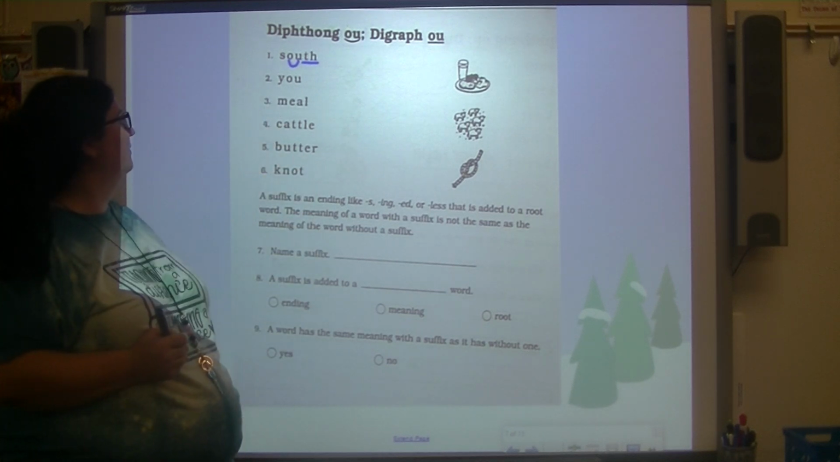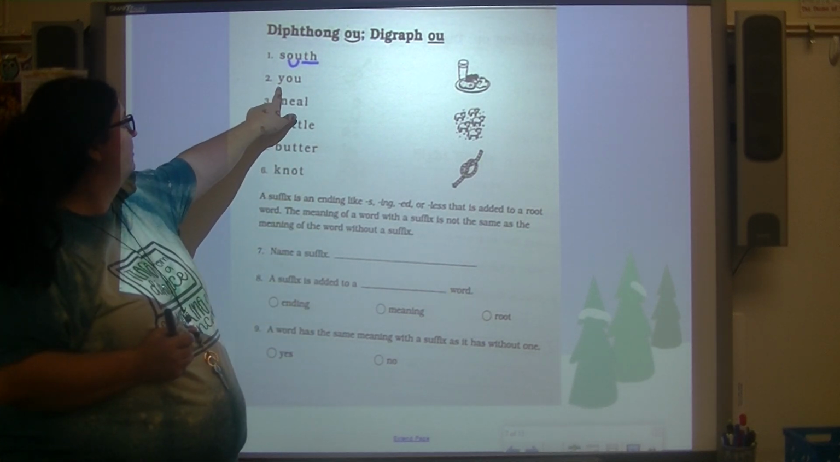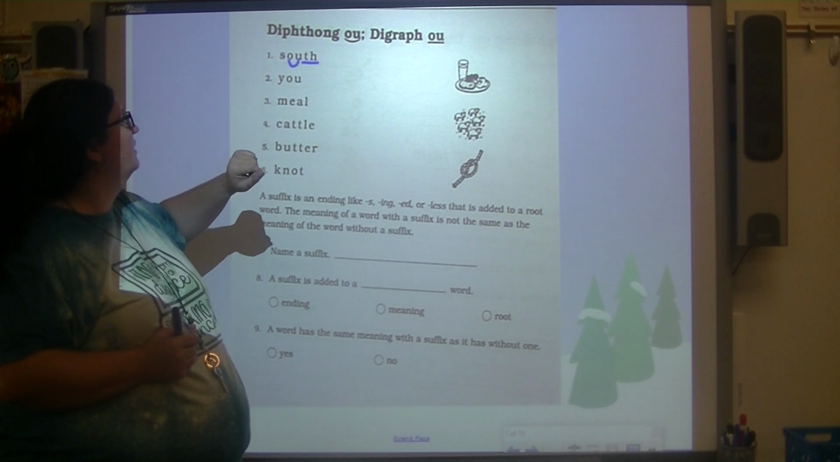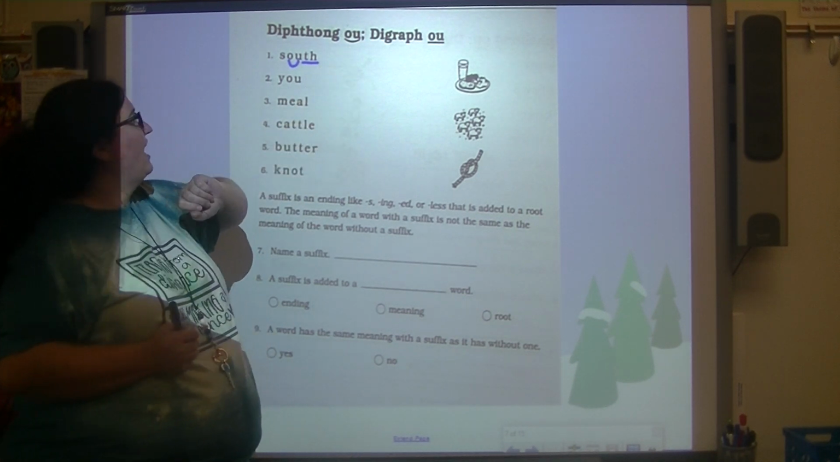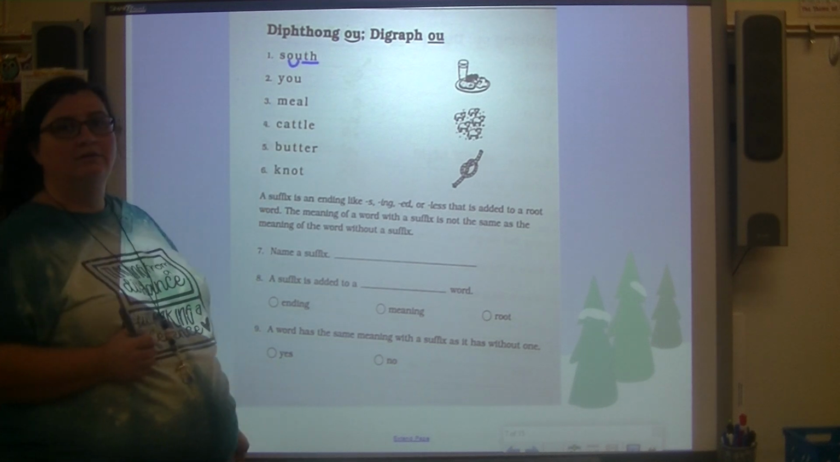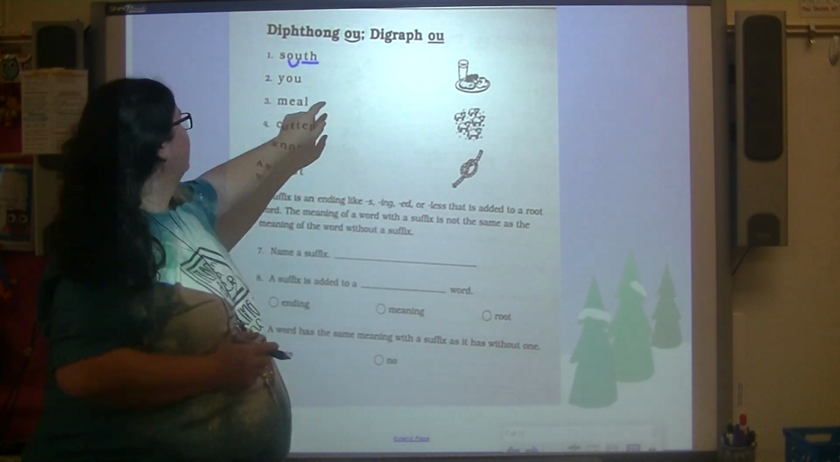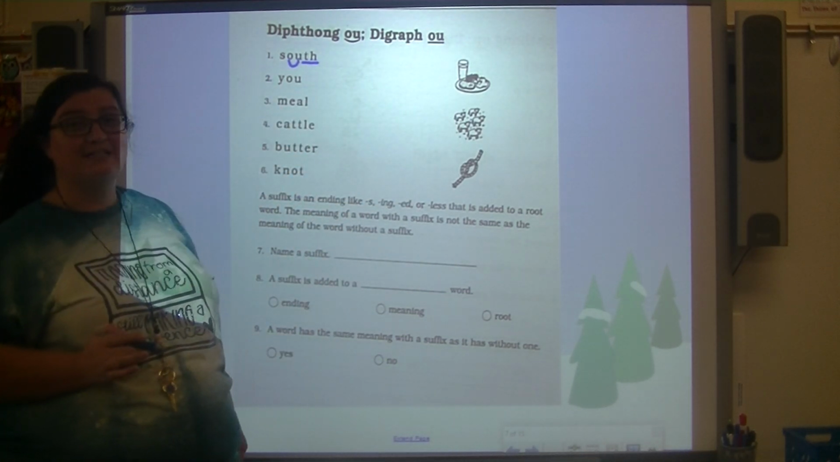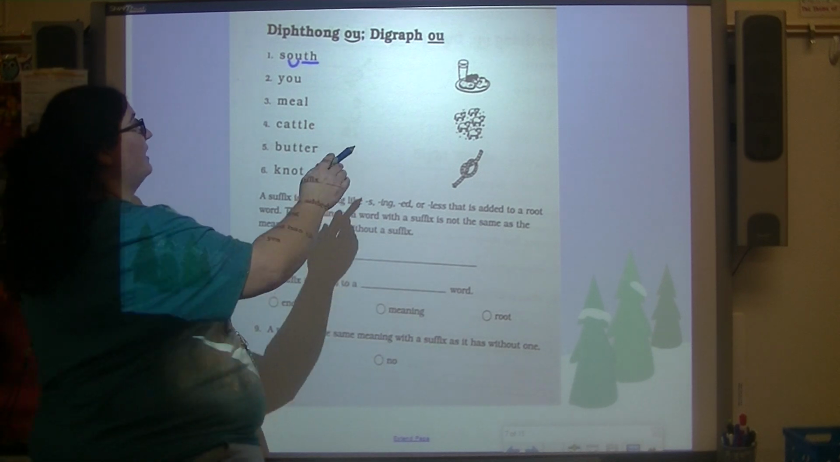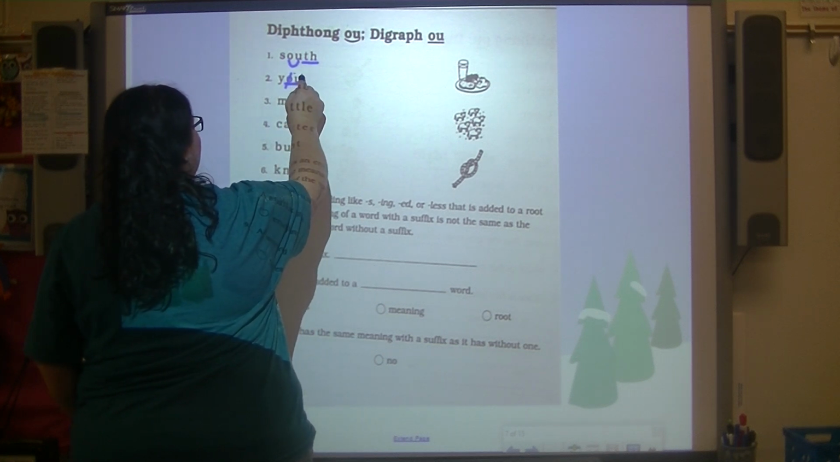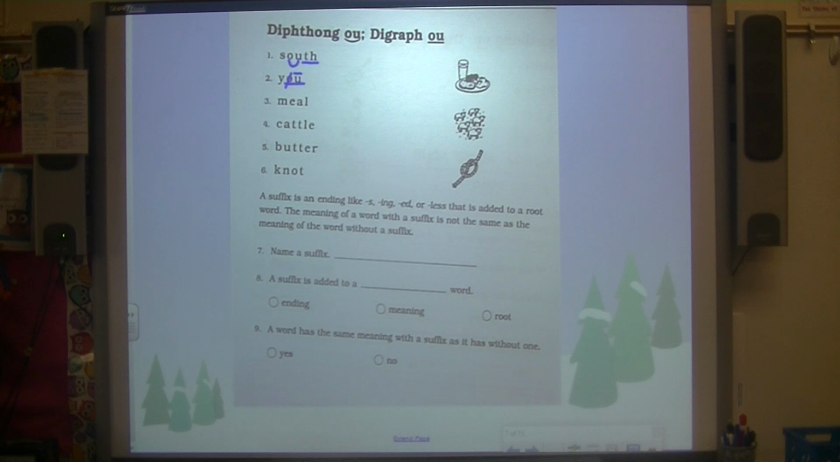Number 2. What do we do? Let's start out and try the ow sound. Ow. Does that make sense? No. So try the oo sound. Ooh. Does it make sense? Yes. So we have to use OU as a digraph. Long U sound.